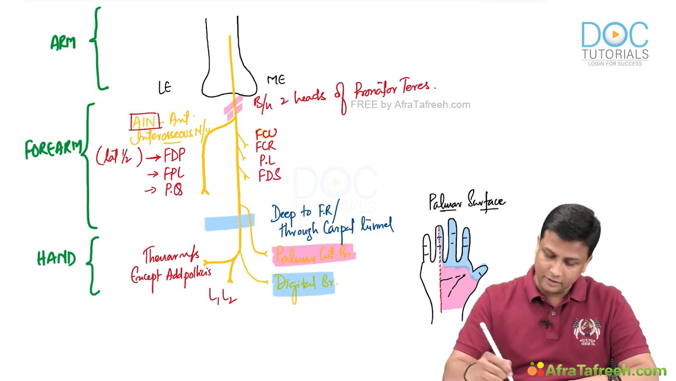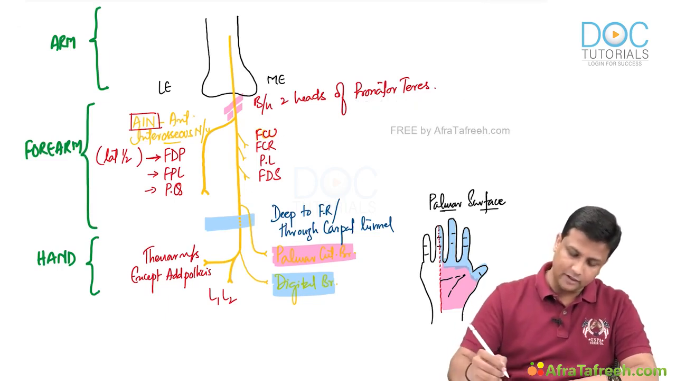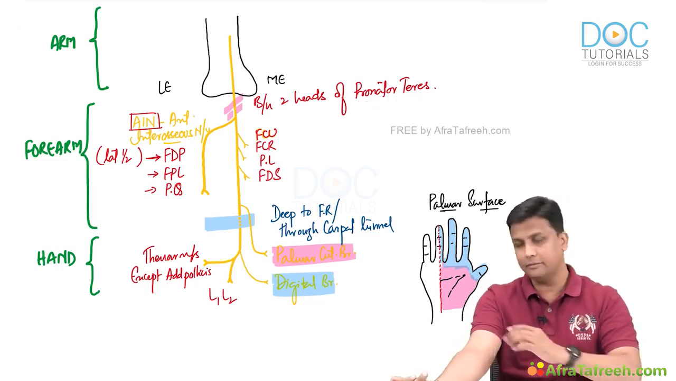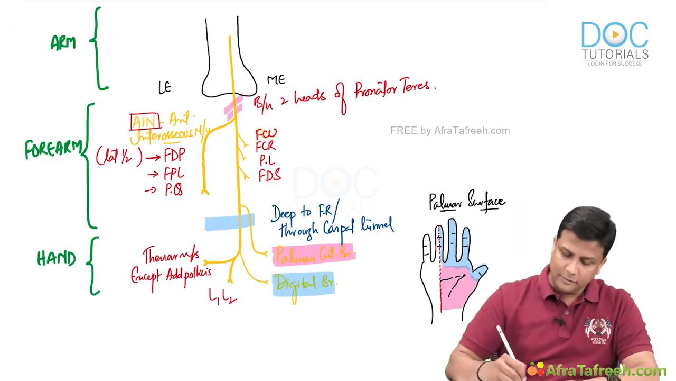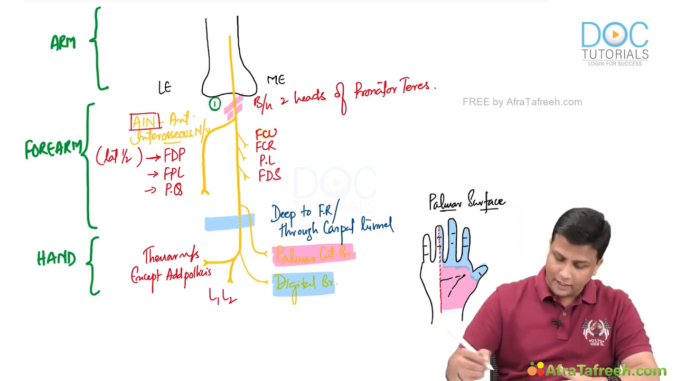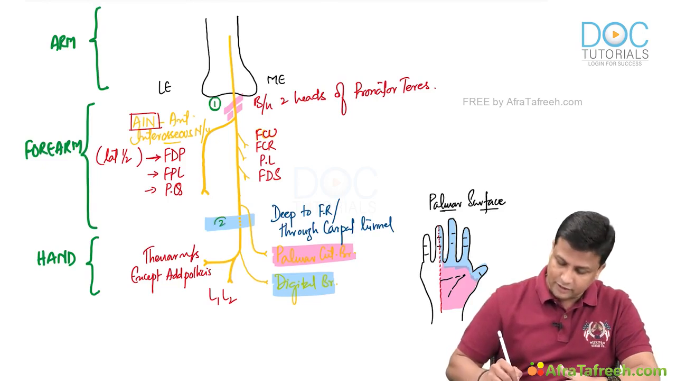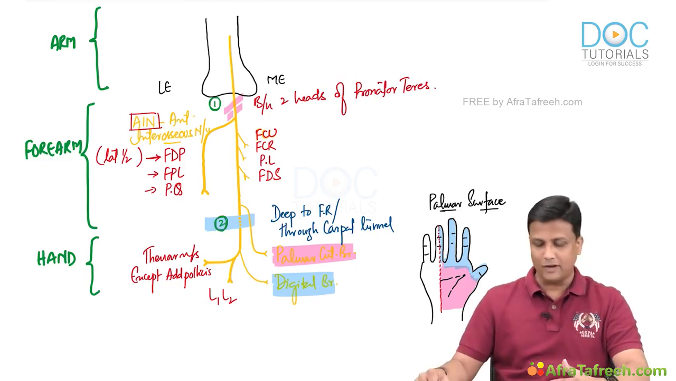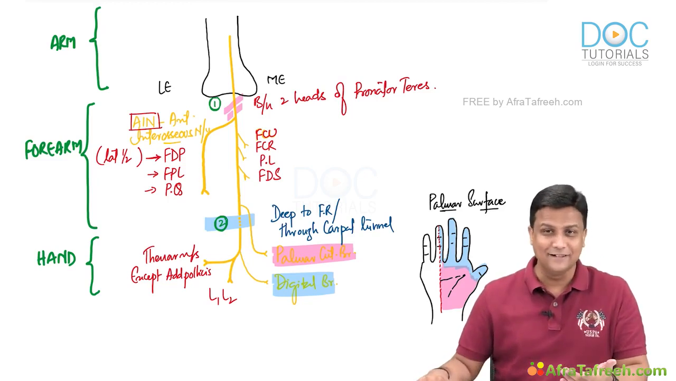So where can be the injury, guys? Number one, the median nerve can be injured, higher lesion, the median nerve can be injured here. Let me just write down here as number one, guys, higher lesion near the elbow. And number two, the median nerve can be injured in the carpal tunnel. And I think I don't even have to tell you the examples here.